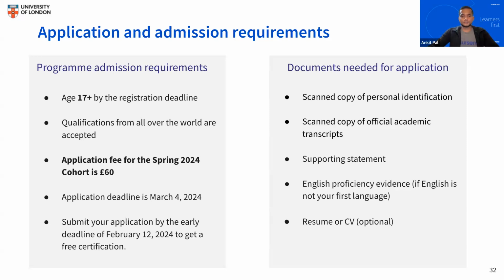To complete your application, you'll need a scanned copy of your personal identification. It can be your birth certificate, passport, national identification card, or any other certificate which gives correct information about your personal identification. You'll also need a scanned copy of your official academic transcripts, with translated copies if needed. It can be signed and stamped by an official translator. You'll also be required to provide evidence of English proficiency if English is not your first language. Matt will now share the English language requirements in chat.